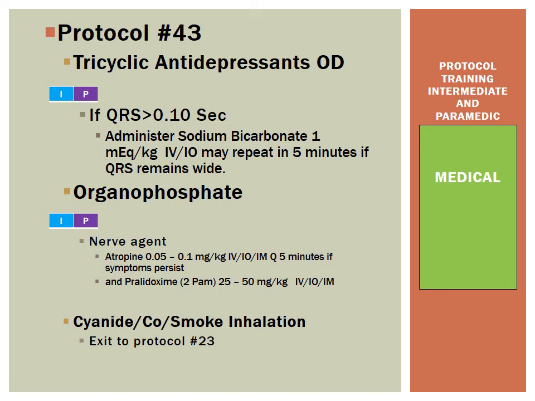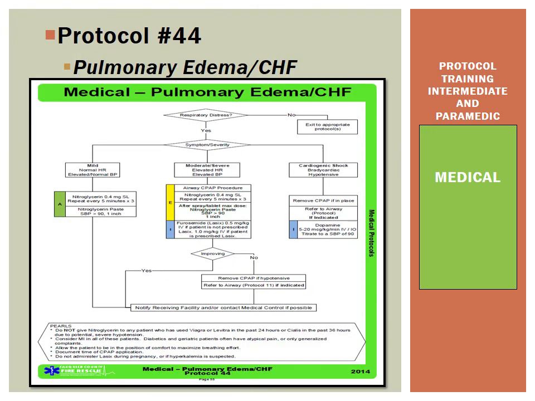0.1 milligrams per kilogram IV-IO or IM. This is every 5 minutes as long as the symptoms of SLUDGEM persist. Also, you will be administering pralidoxime or 2-PAM at 25 to 50 milligrams per kilogram IV-IO or IM. And for cyanide, CO, and smoke inhalation, again, you will exit to protocol 23. Protocol 44 is our pulmonary edema CHF protocol.